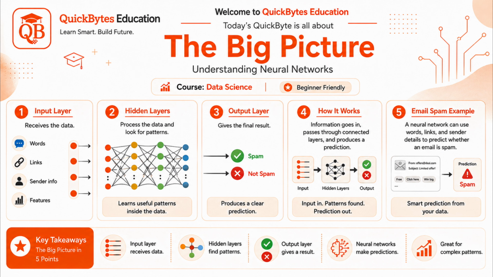At a simple level, a neural network has 3 main parts. The input layer receives the data. The hidden layers process the data. The output layer gives the final result. For example, imagine a neural network that predicts whether an email is spam. The input might include words from the email, links, sender information, and other features. The hidden layers look for patterns. The output layer gives a result, like spam or not spam. So the network takes information in, processes it, and produces a prediction.